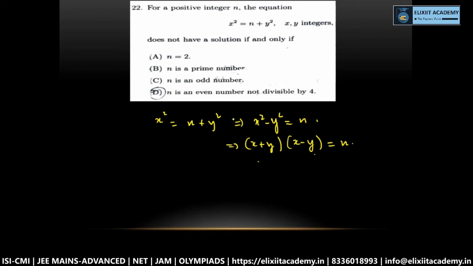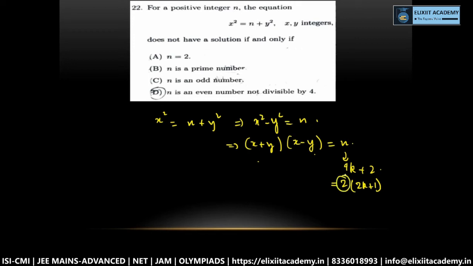If n is an even number which is not divisible by 4, then you have to consider n to be 4k plus 2. If you consider n to be 4k plus 2, then it's an even number which is not divisible by 4. And further you can break this as, if you take 2 common, then this is 2(2k plus 1), right?